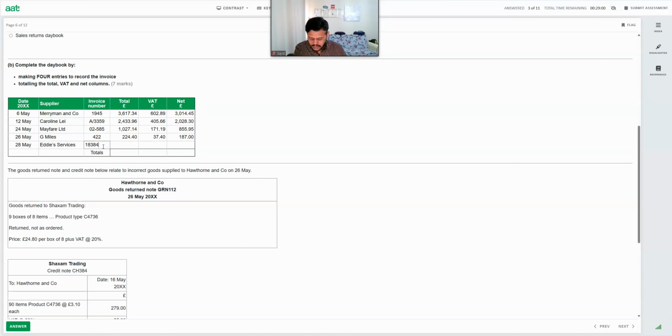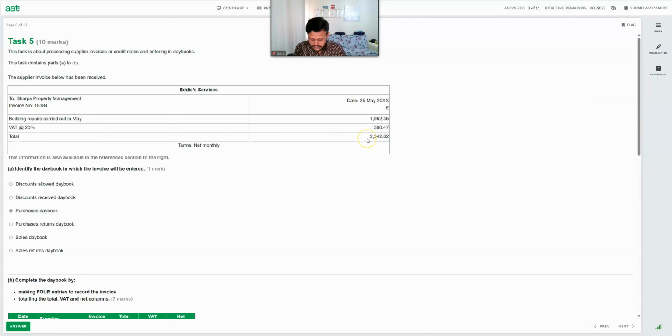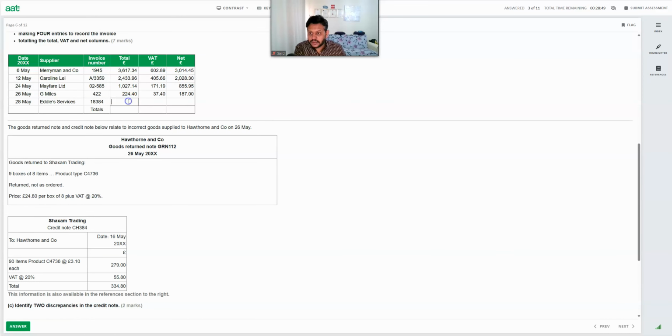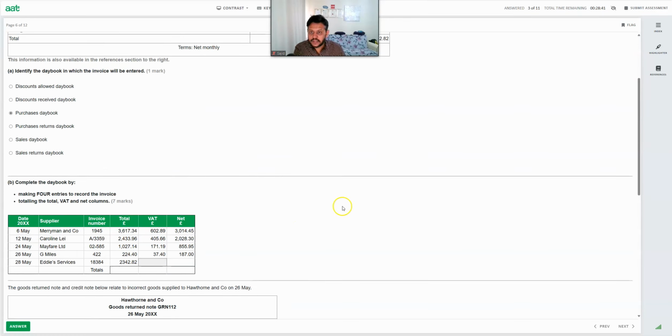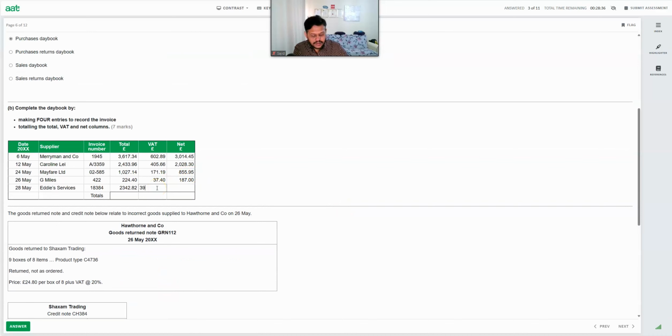So 18384, and the total was 2342.82, and the VAT was 390.47. The net is the difference between the total and the VAT, 1952.35.